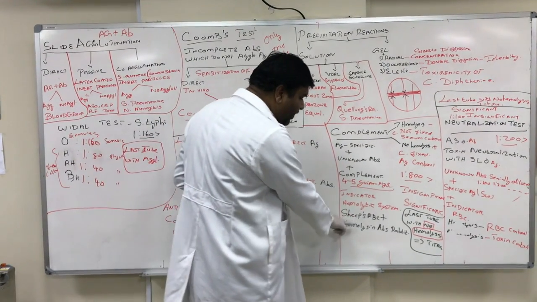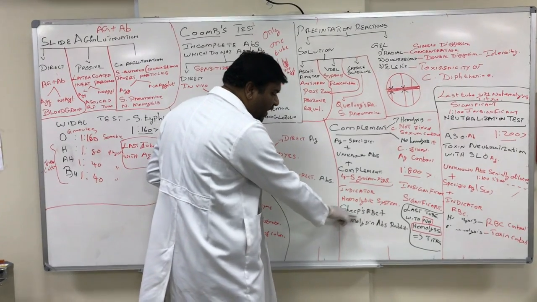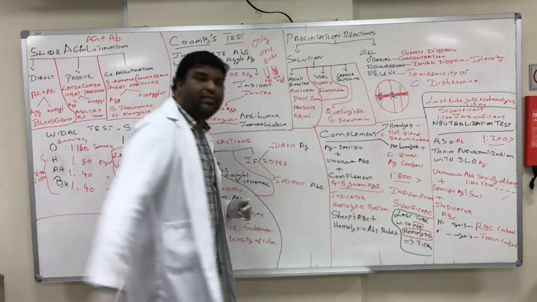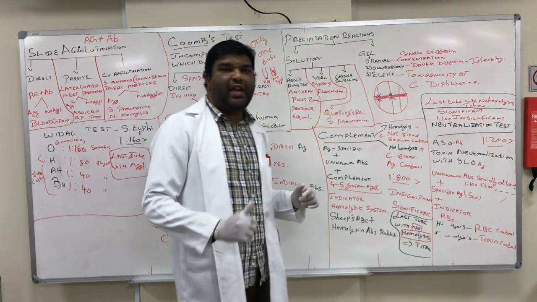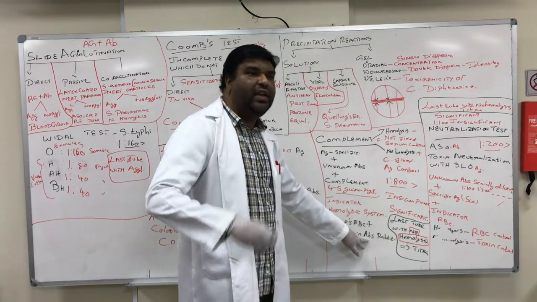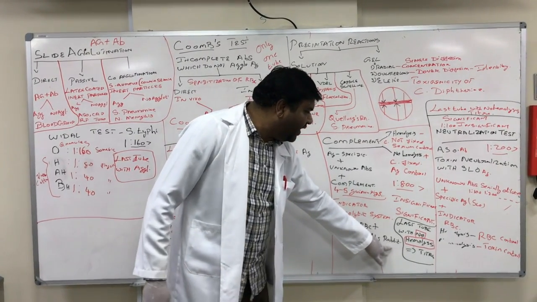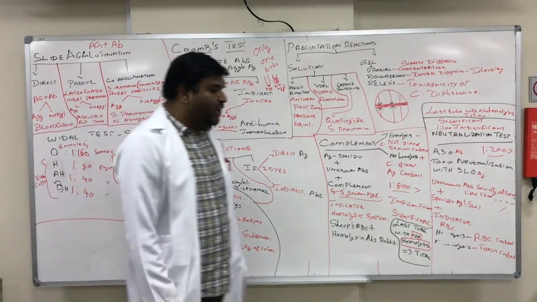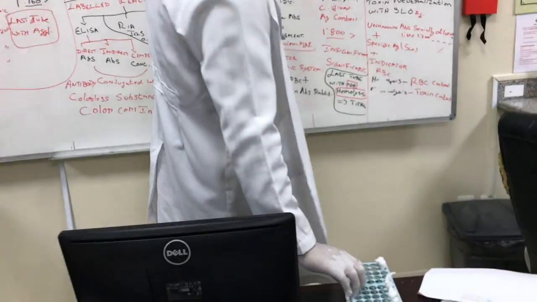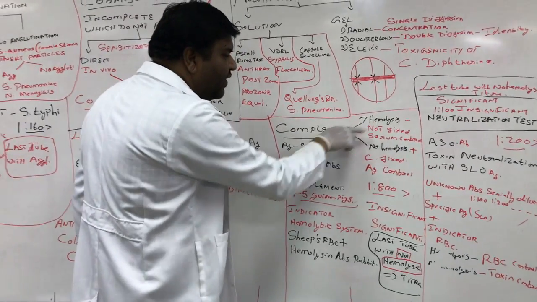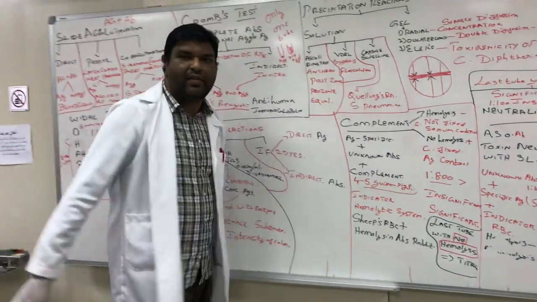And here the indicator system is sheep's RBC plus hemolysin obtained from rabbit. Hemolysin is antibody, that is the antibodies which are capable of causing the hemolysis, which has been obtained from the rabbit. Here you have to see whether the reaction is hemolysis or no hemolysis.